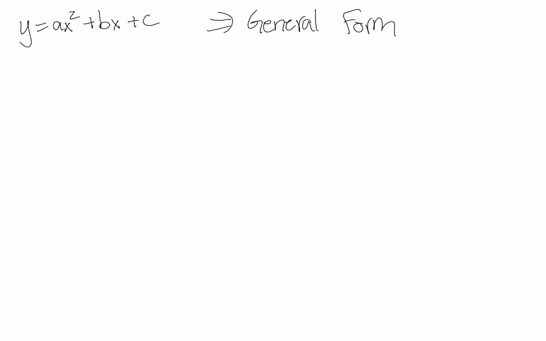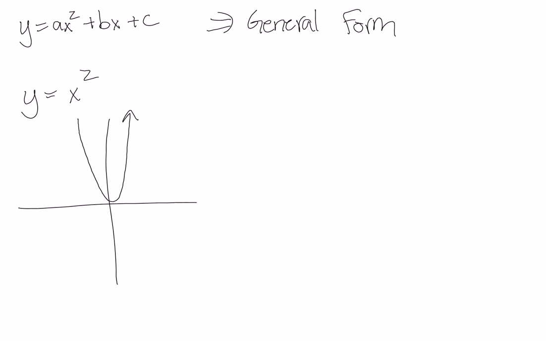So if we're to graph, let's resketch y equals x squared, so that's assuming a is 1 and we don't have a b and a c. That was the graph we just looked at. It looked something like that. So now what we can do is look at what happens when we look at other types of graphs that are similar.